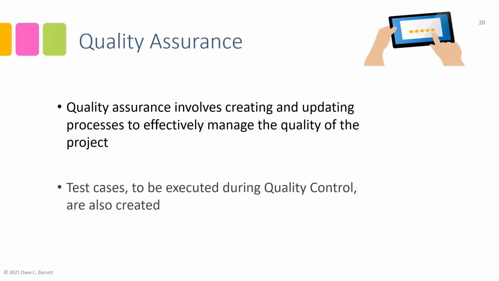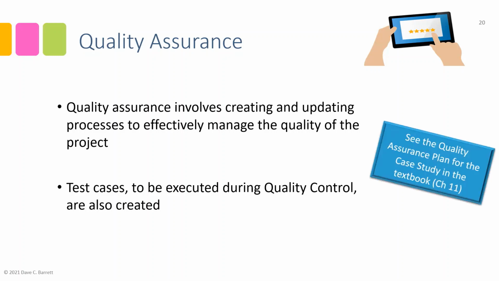As well, test cases to be executed during quality control. So the tests that we're going to use to verify the actual quality of what we produced are created, and we saw the creation in the video. FattyJet was creating the test cases and placing them in a document called the quality assurance plan. You can see the quality assurance plan for the case study in the textbook, chapter 11. It contains all of the different things we're going to check for.